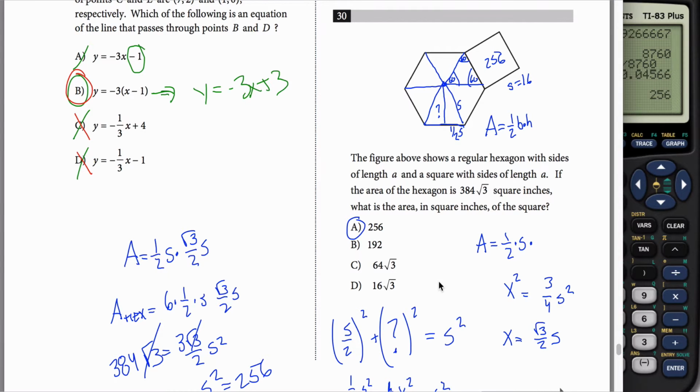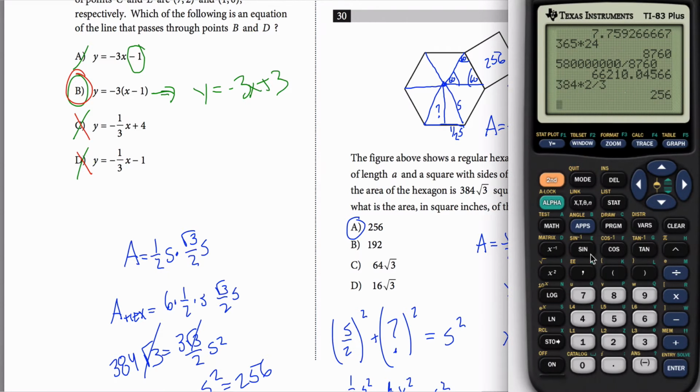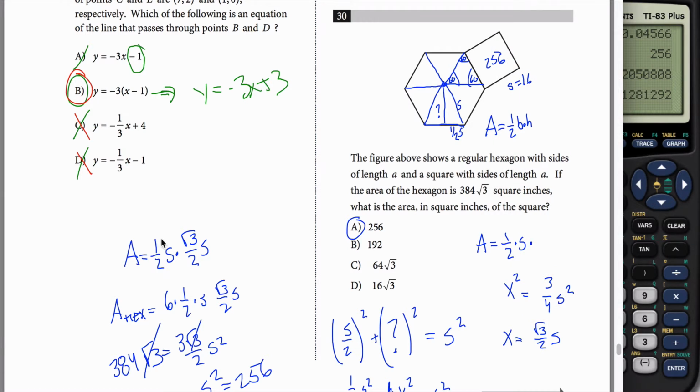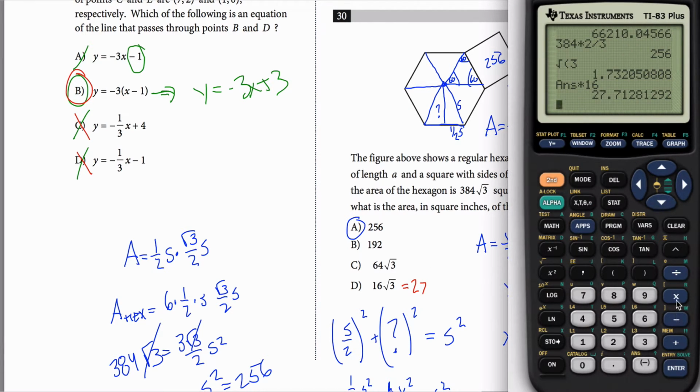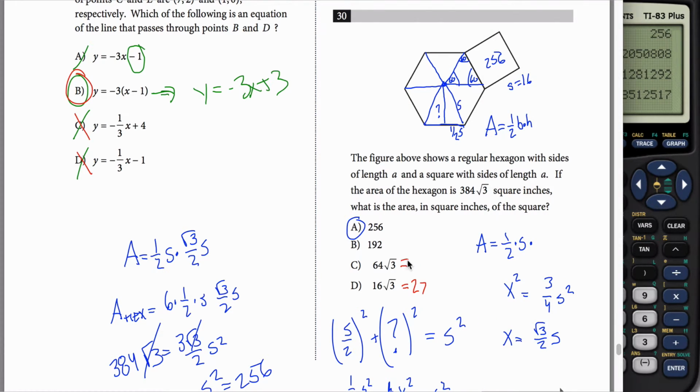Is there a quicker way to do it? Oh, maybe. Let's take a look at some of these answers. The square root of 3 is like 1.4 or so. Nope, that's the square root of 2, sorry. Square root of 3 is 1.7 or so. 1.7 times 16 is equal to 27. This answer right here, D, is about 27. If you do that same thing with 64, what you'll end up getting is 110-ish. So I have these four answers, 256, 192, 110, and 27.